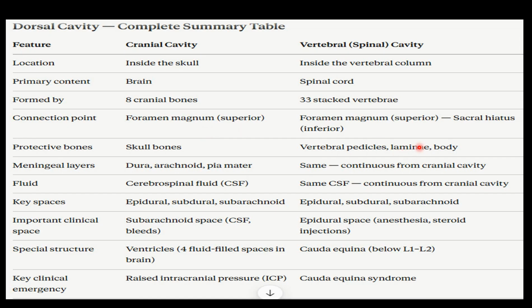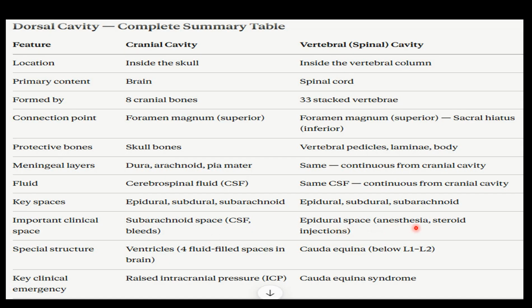Here also protective bones: skull bone. Here we have vertebral pedicles, laminae and body. Then we have the meninges: dura, arachnoid, pia mater, and here also we have the same, continuous from the cranial cavity. Fluid is also the same, cerebrospinal fluid, same as CSF. Key spaces: epidural, subdural, and subarachnoid. Subarachnoid space, that is CSF bleeds.